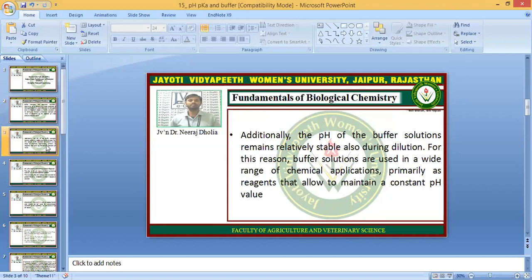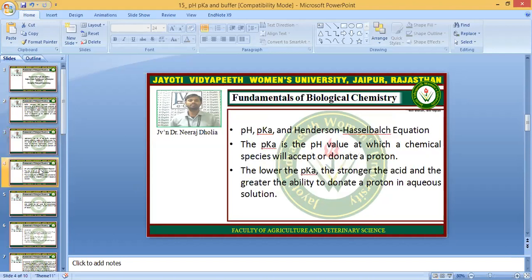Additionally, the pH of buffer solutions remains relatively stable also during dilution. For this reason, buffer solutions are used in a wide range of chemical applications, primarily as reagents that allow maintaining a constant pH. Okay, so the pH, pK and the Henderson-Hasselbalch equation.